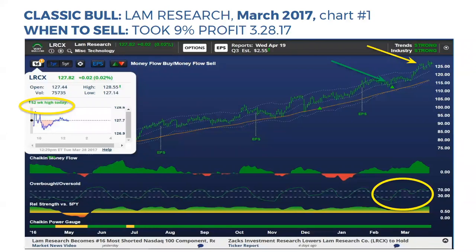Where you should get alarmed, though, is if you see big chunks of red, when you see a lot of money coming out.